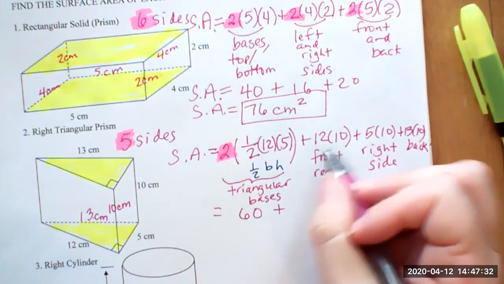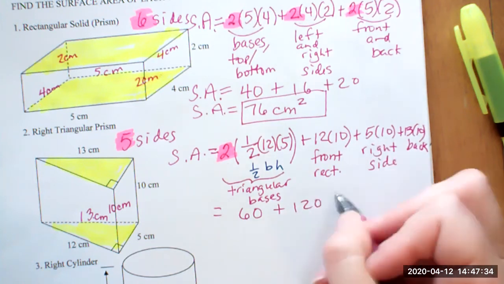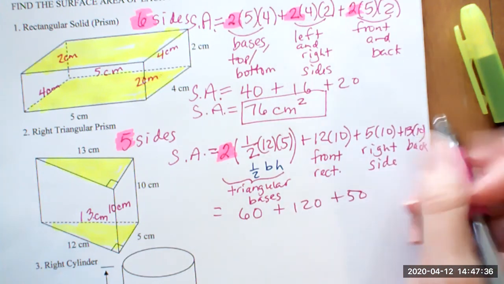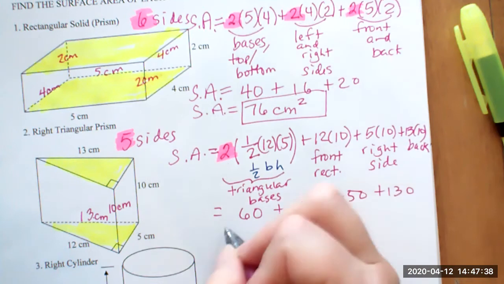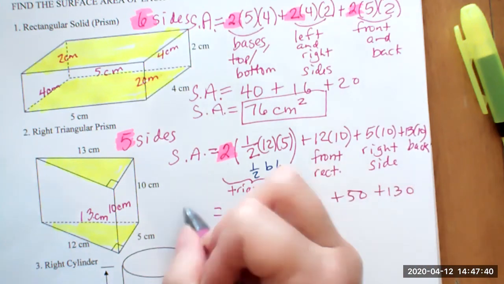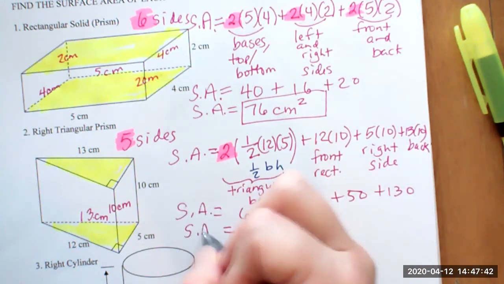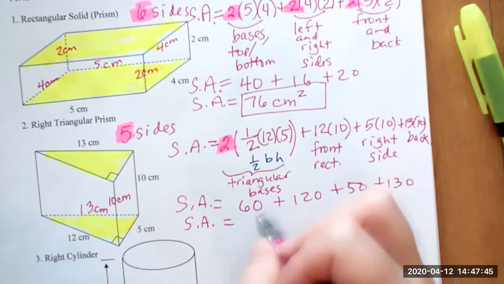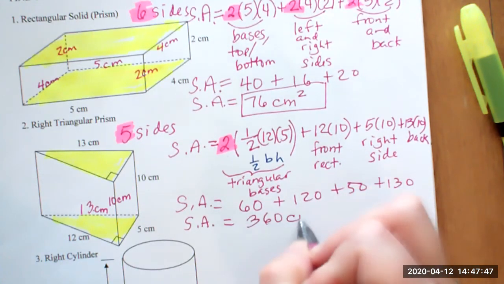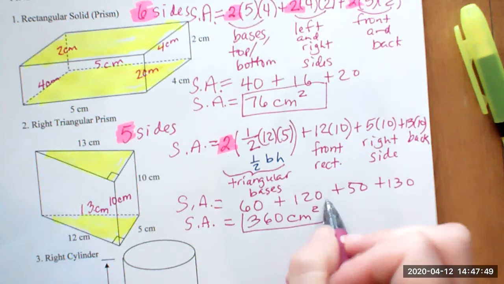12 times 10 is 120. 5 times 10 is 50, and 13 times 10 is 130. Okay, if I add that all together, the surface area of the triangular prism is going to be 360 square centimeters. Okay?